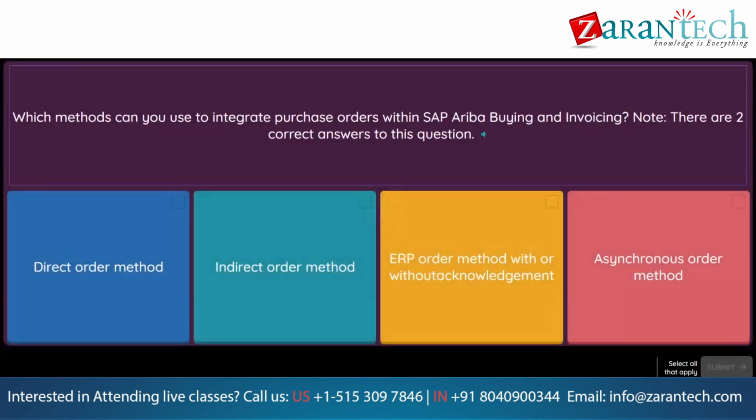Question: which methods can you use to integrate purchase orders within SAP Ariba buying and invoicing? Note: there are two correct answers to this question. Option 1: direct order method. Option 2: indirect order method. Option 3: ERP order method with or without acknowledgement. Option 4: asynchronous order method.